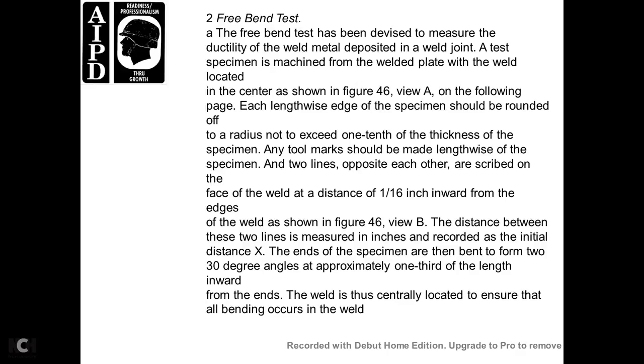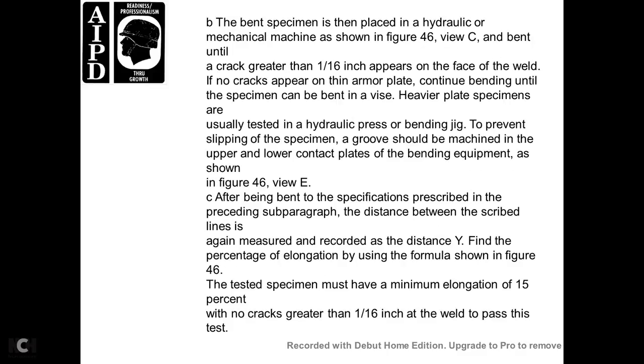Tool marks should be made lengthwise on the specimen, two lines opposite each other, on the face of the weld, at a distance of 1/16 of an inch toward the edge of the weld, as shown in figure 46, view B. The distance between the two lines is measured in inches and recorded as the initial distance X. The ends of the specimen are then bent to form a 30-degree angle, approximately 1/3 of the length from the end, so the weld is centrally located to ensure that all bends occur in the weld.